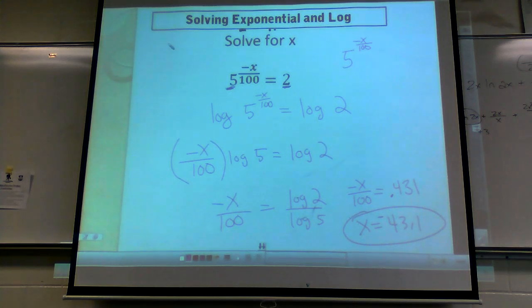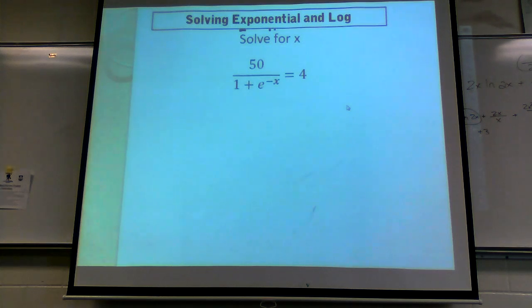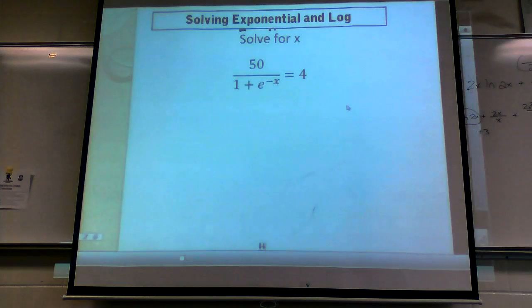Alright, next one. Guys, this is going to be the first one where we have to start moving things around. Doing this one right here, my exponent's not by itself, so I have to find a way to get it by itself. e to the negative x is what I want isolated, if I can. So if I multiply both sides by 50, that would be 250 over 1 plus.